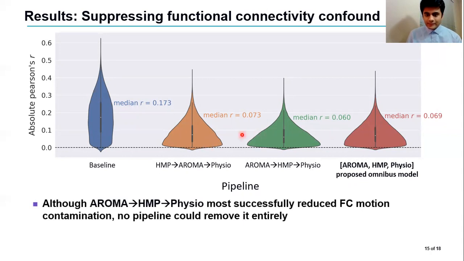And in the comparison pipelines between sequential and omnibus models, the green pipeline with aroma followed by HMP followed by physio actually had the best performance, but it was fairly similar to the other 3 motion correction pipelines, in that none of them were able to reduce it to zero, and the median values had fairly similar values. So there's no clear winner here in terms of removing this artifact completely.